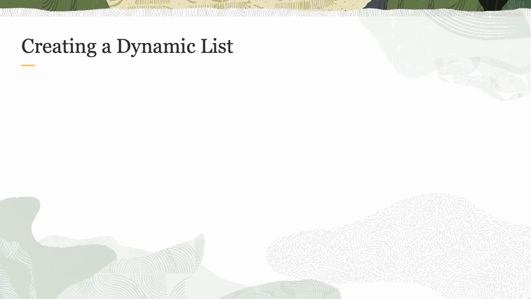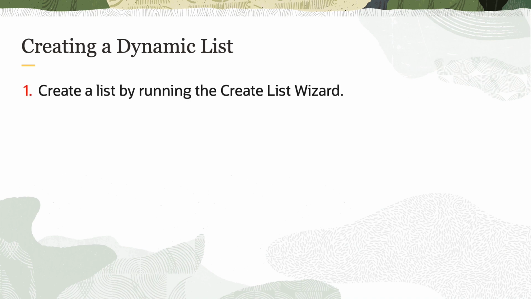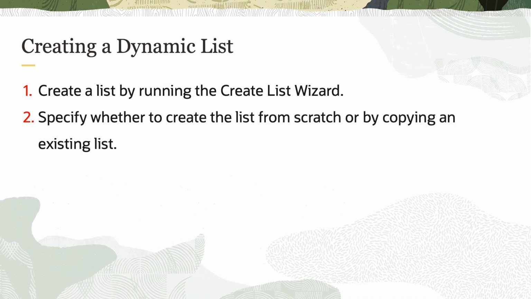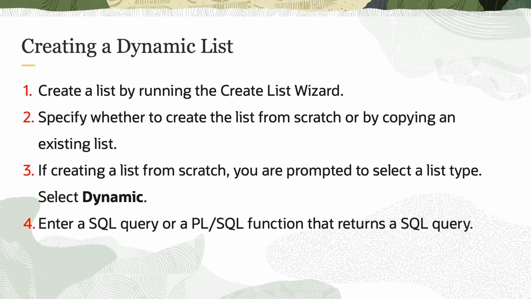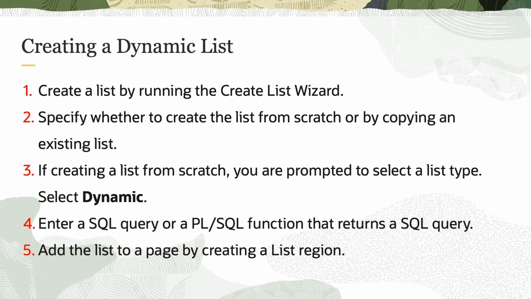Now let us move on to creating a dynamic list. On the screen, you can see the steps involved in creating a dynamic list. First, you create a list by running the Create List wizard. Specify whether to create the list from scratch or by copying an existing list. Since we are creating a dynamic list, ensure that the list type is dynamic. Enter a SQL query or a PLSQL function that returns a SQL query. Add the list to a page by creating a list region.